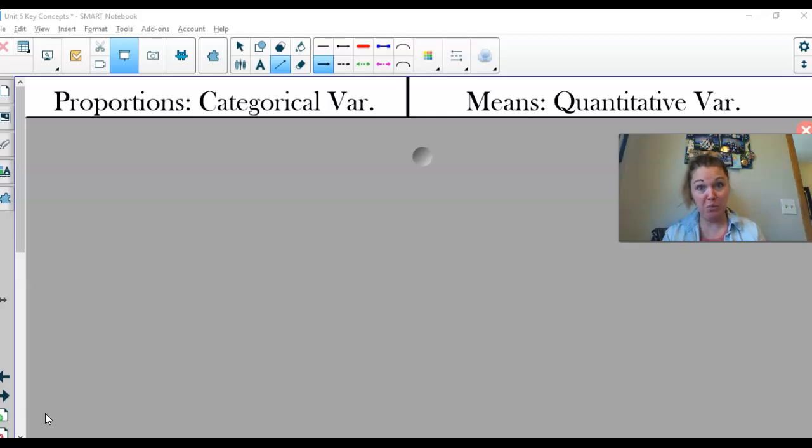And how do I know? Well, with the mean, they usually say average or mean in it. So that makes it pretty clear. With the proportion, it's always a categorical variable. With a mean, it's always a quantitative variable.